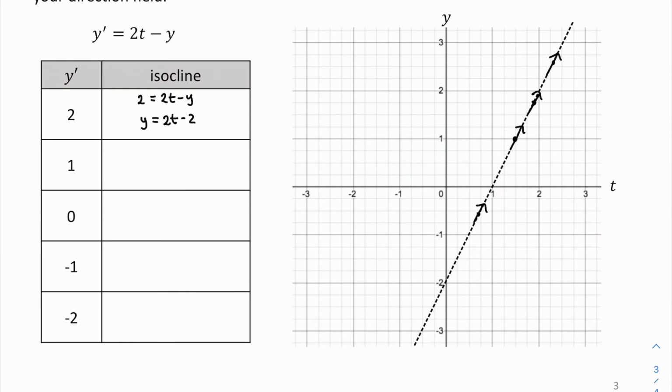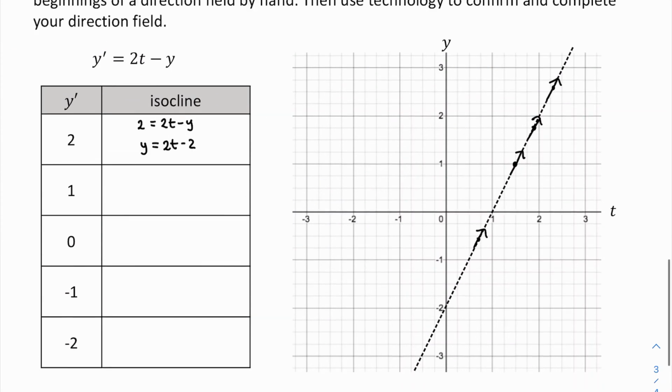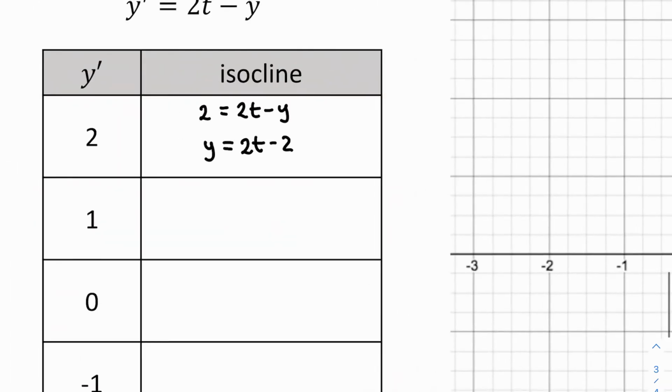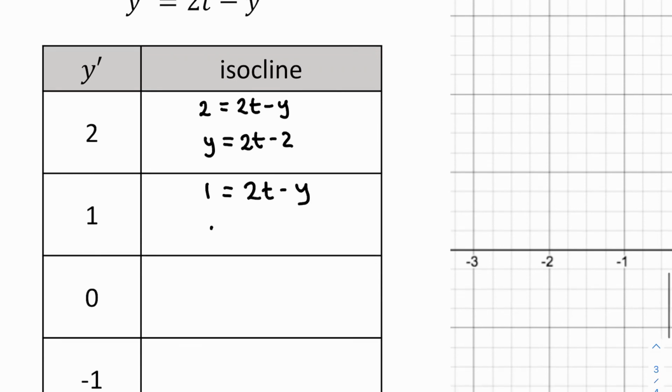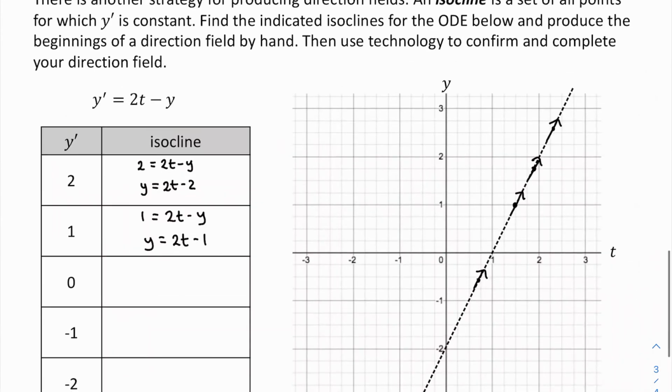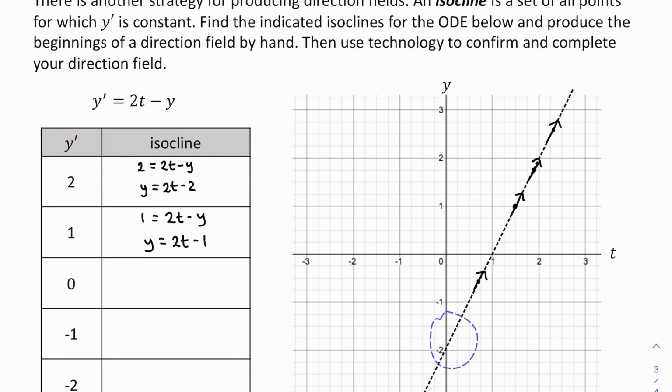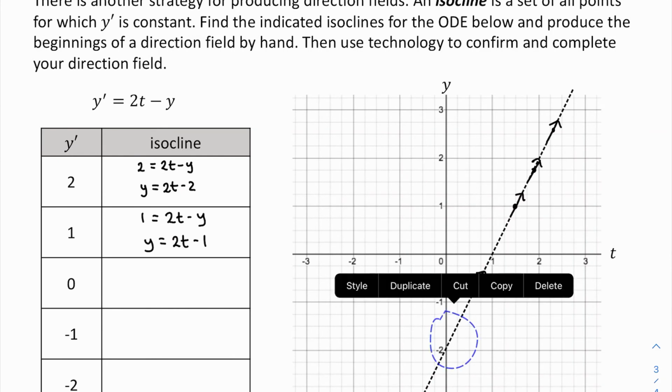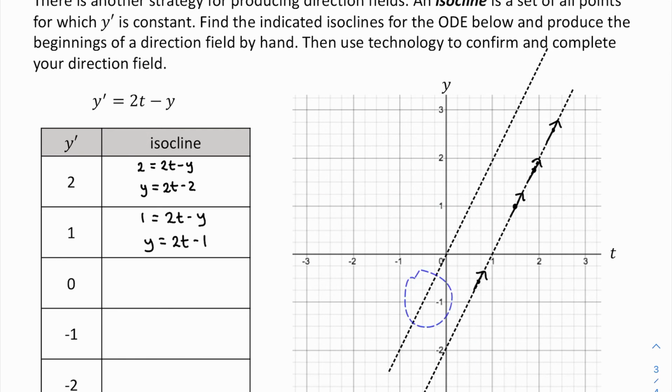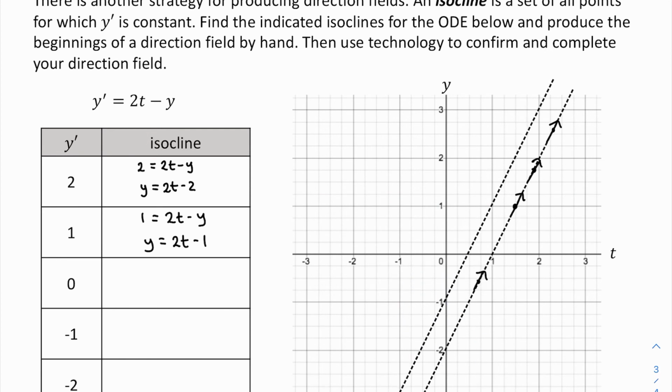Okay, let's do the next isocline. Isocline of y prime being 1. So change the y prime to a 1 in our differential equation and solve for y. And we get y equals 2t minus 1. Well, that's going to be an isocline that's also a line of slope 2, but it goes through negative 1 on the y-axis. So let me move this down. So it's this isocline right there.